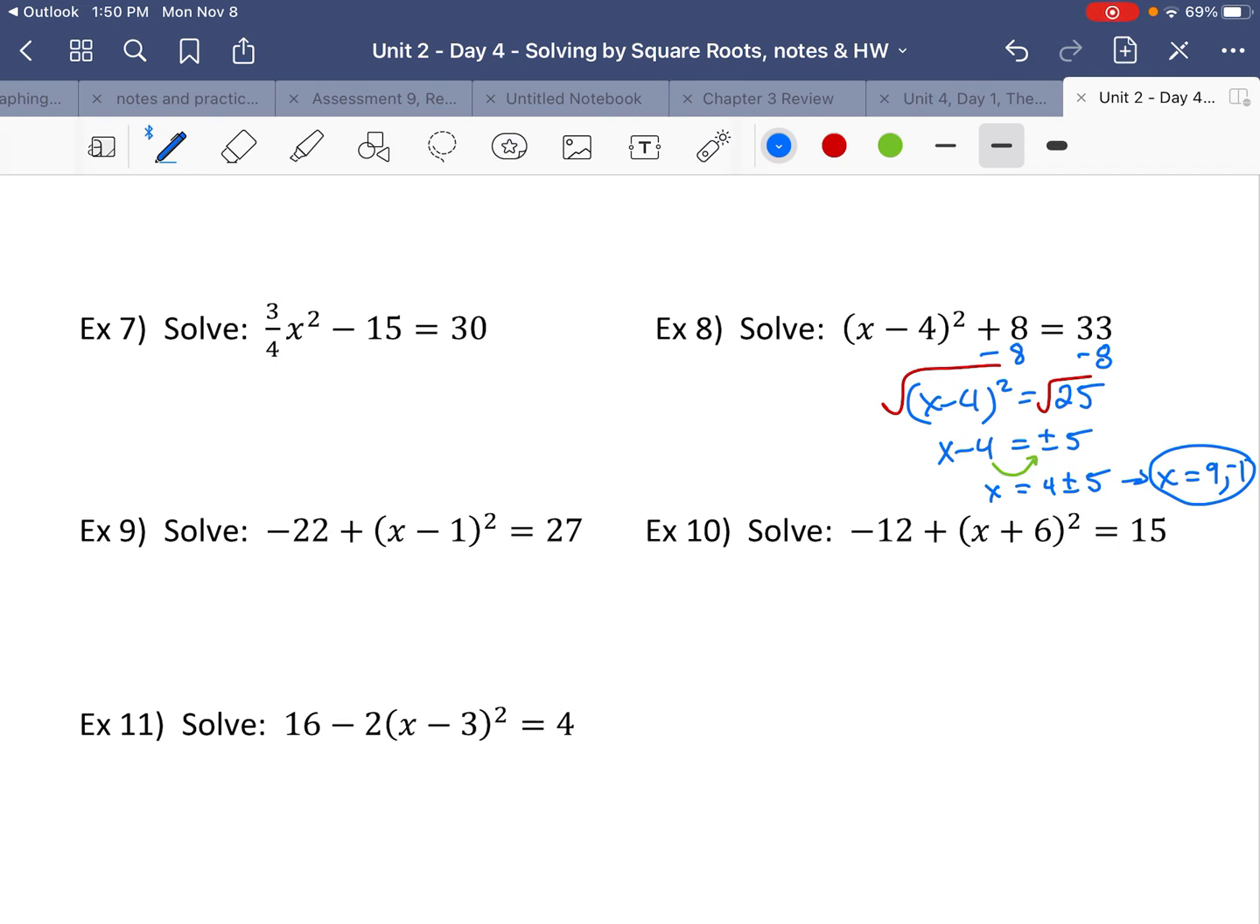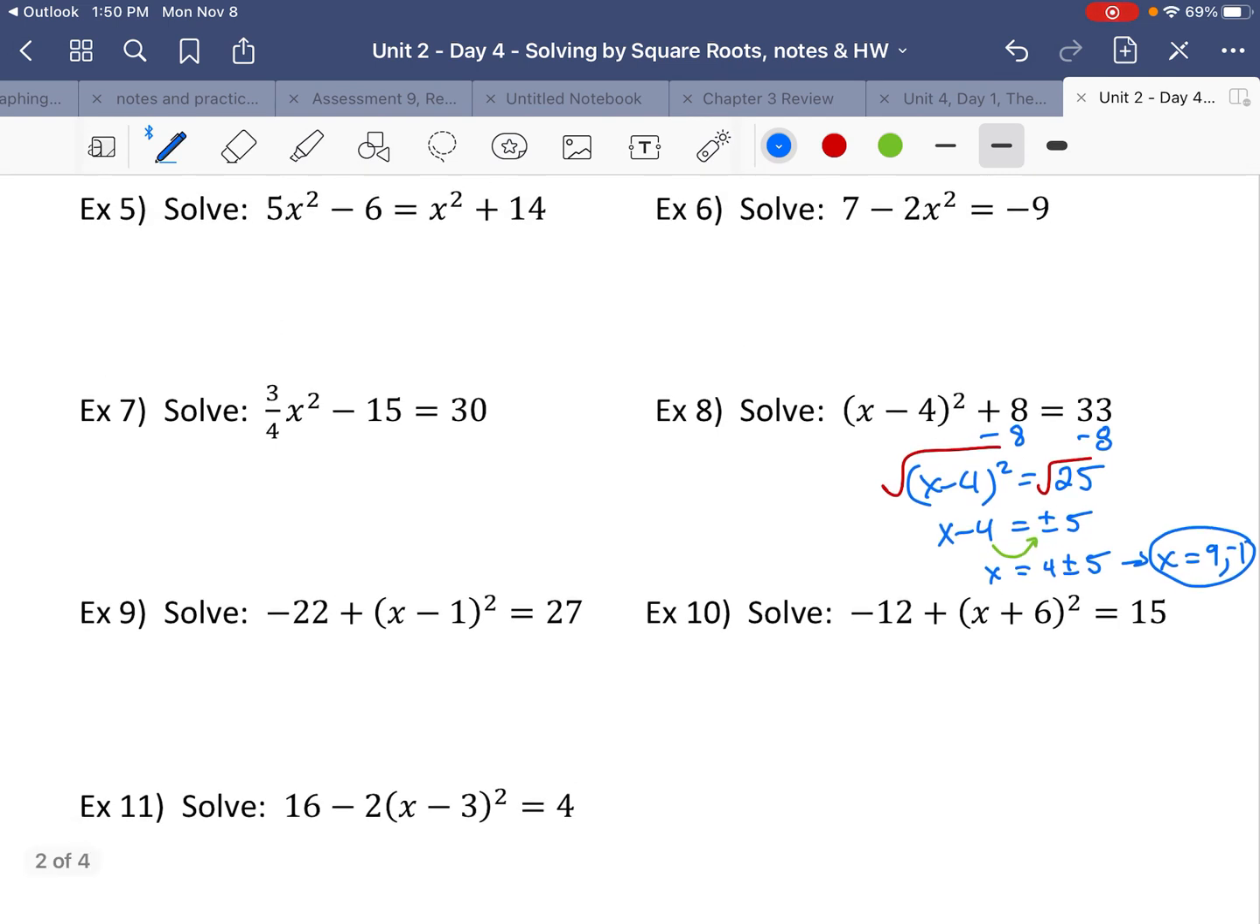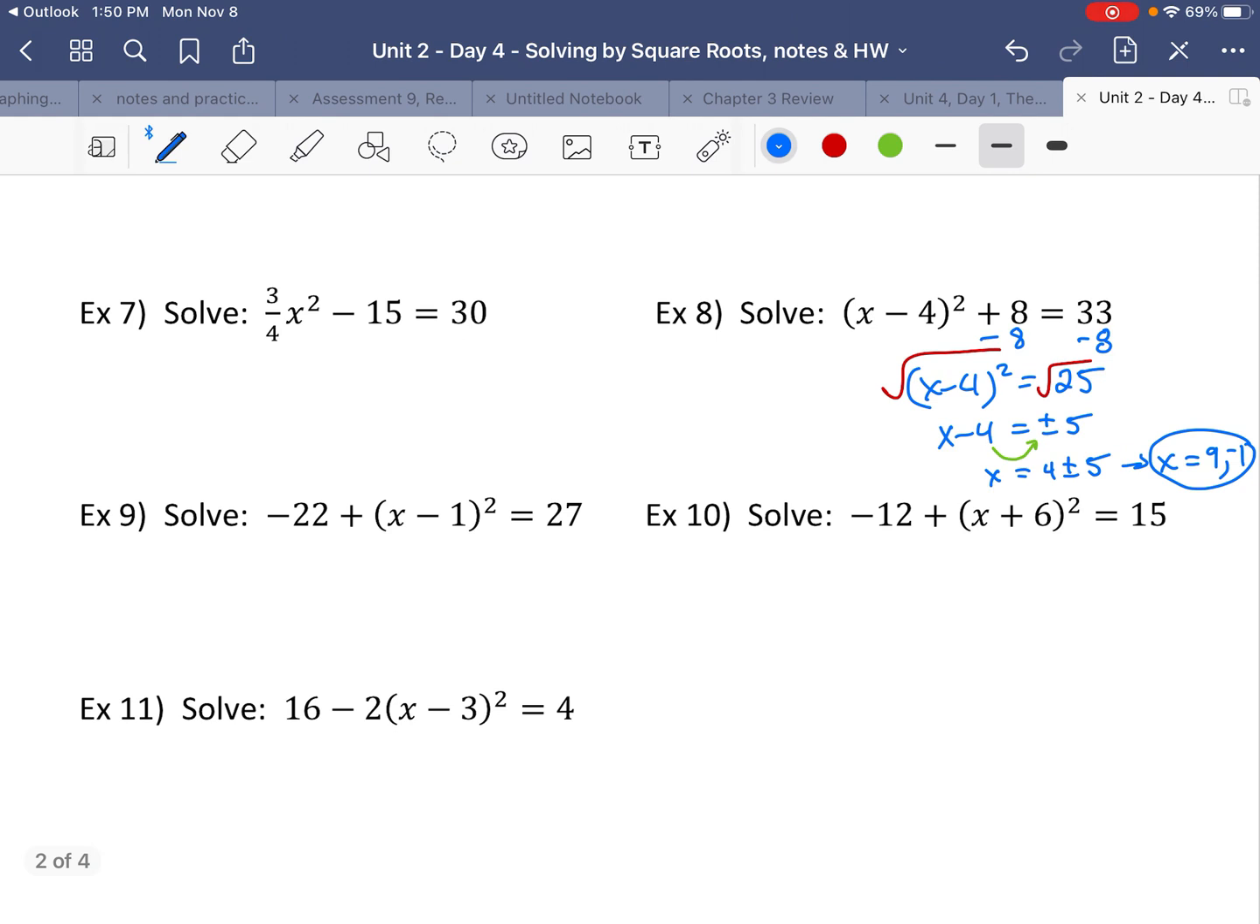So notice the answers are two completely different numbers, whereas in all the other times when we would get answers, it would be like plus or minus 10 or something like that.